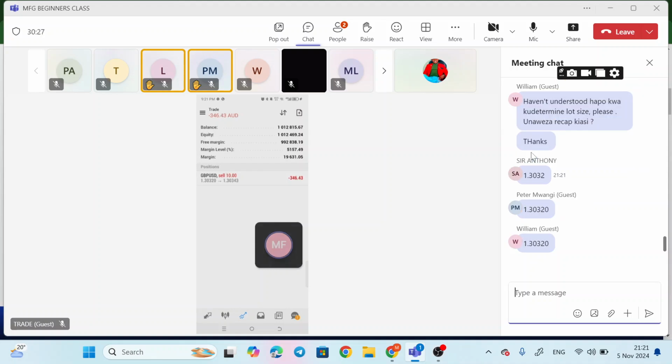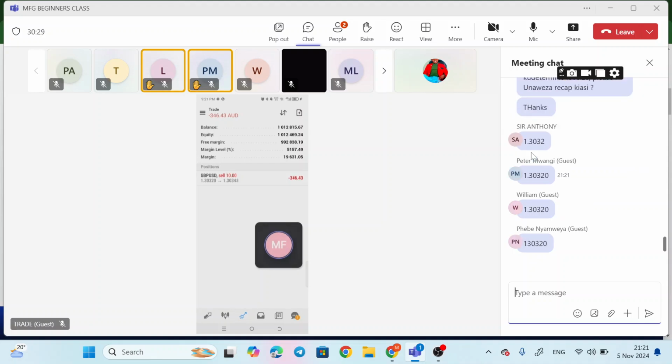Okay, 1.3032, yes. So your entry point, for those who don't know where the entry is, is that price just below the currency. Where you see GBPUSD written, that is your entry point at 1.30320. That is the point where you entered the market. 1.3032. So what am I supposed to do at that point?